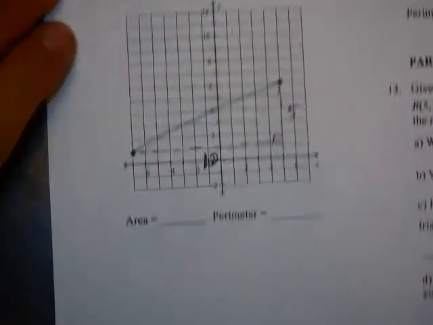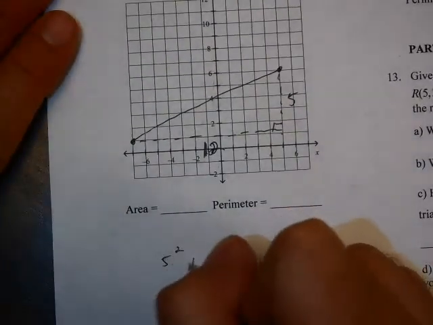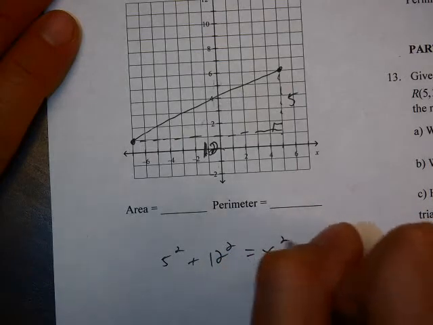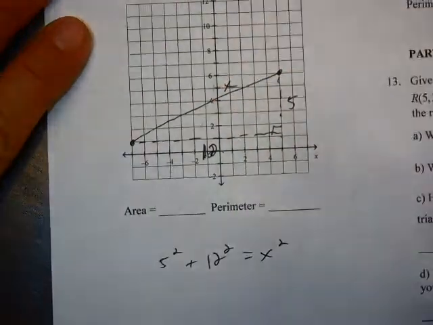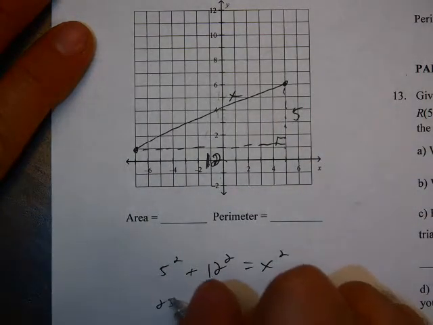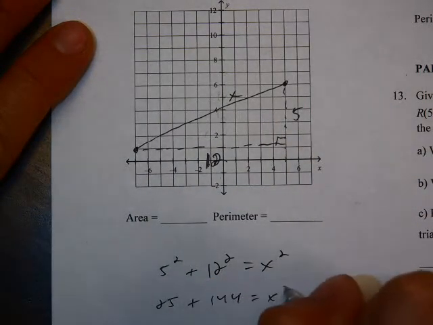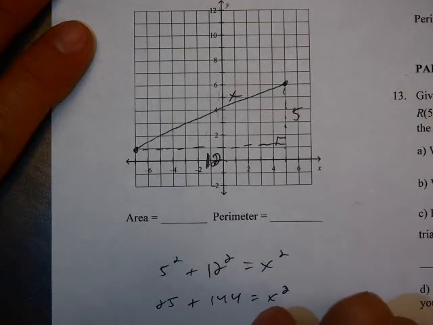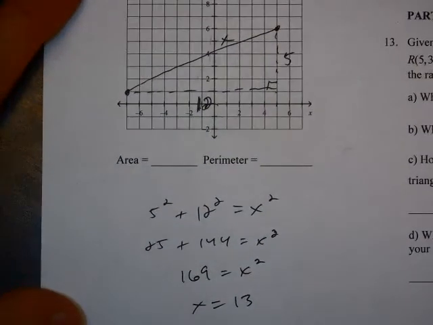So if we do Pythagorean theorem, it becomes 5 squared plus 12 squared equals x squared. The x is this length we're trying to find, which is your hypotenuse. 25 plus 144 equals x squared. X squared equals 169, which means x equals 13. Now, that's just the length of the segment.